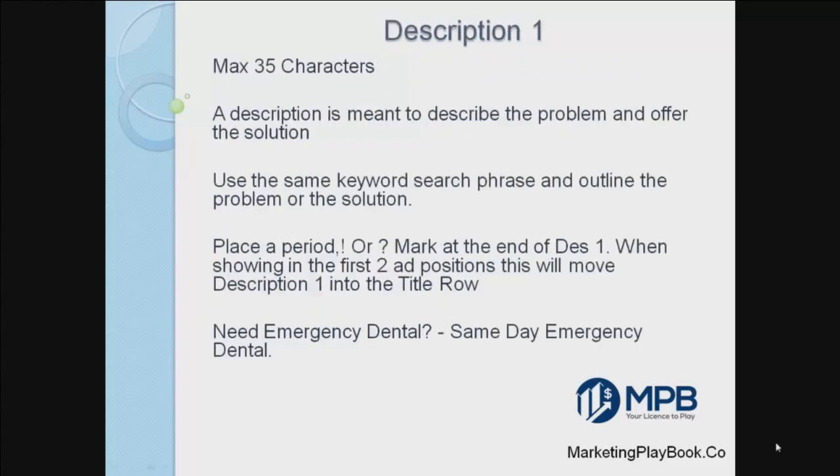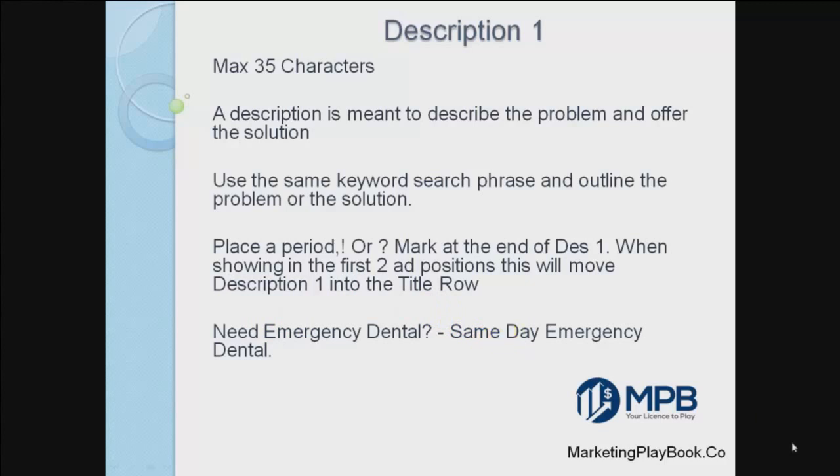So with the description 1, that first line in there, description is meant to describe the problem and offer a solution. Now, when possible, I do tend to use the same keyword search phrase and outline the problem or the solution for the end user. And here in this copy, we'll see same day emergency dental. So if I was going along with the emergency dental, I have emergency dental in the title. I also have it in the description 1 line.